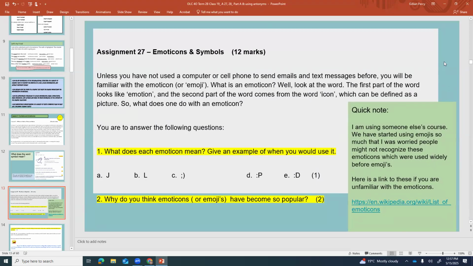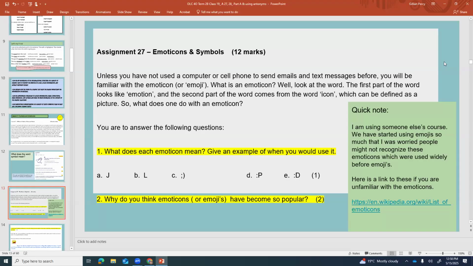Emoticons is the original word for it. The first part of the word is like emotion, and the second part comes from the word icon, which is like a picture. So it's like a picture of an emotion, which we have also shortened to emoji. Here are the original old-fashioned emoticons, where you could use your keyboard to create it. A lot of times these days, if you try and type these in, it'll translate it and turn it back into an emoji.